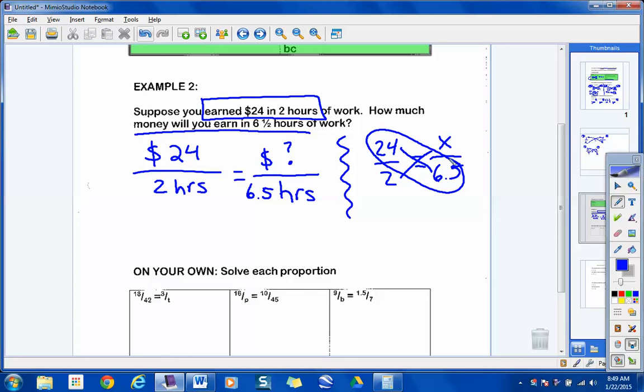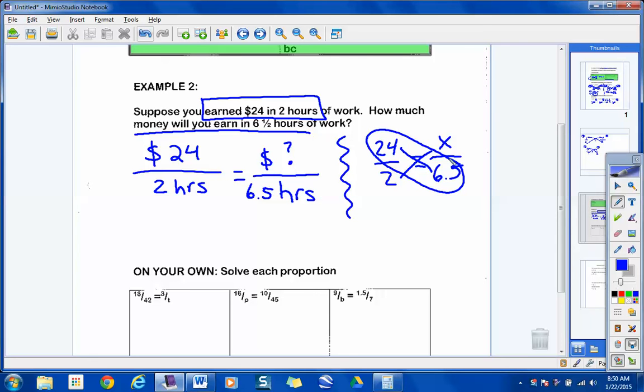24 times 6.5, what have you got? 156. Now, isn't there a number that we didn't circle? 2. Solving proportions, listen to the phrase. When you have an unknown in a proportion, cross multiply, and when I say cross multiply with 2 numbers, the statement you're going to put at it is then and divide. Cross multiply, then divide. Well, what are you going to divide with? What value haven't I used yet? 2. Okay, so you're going to take that 156 and divide it by 2. What do you get? 78. $78.